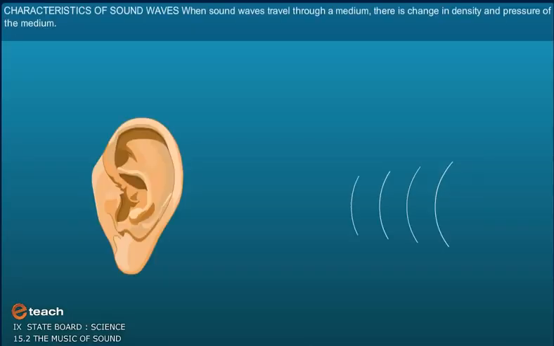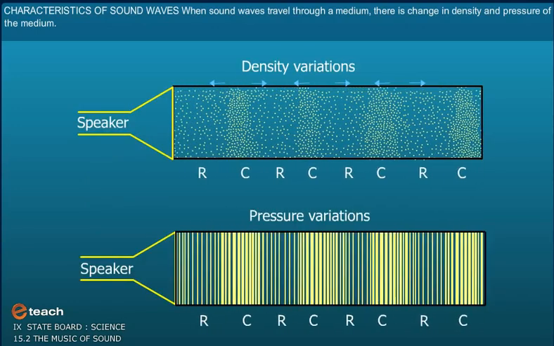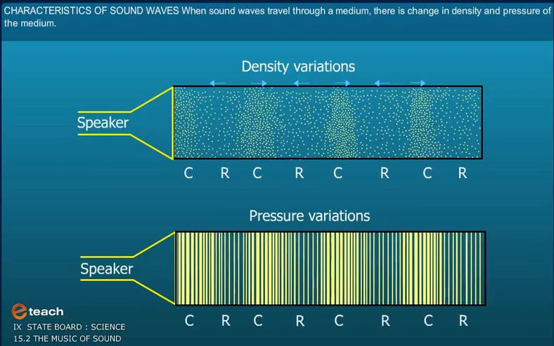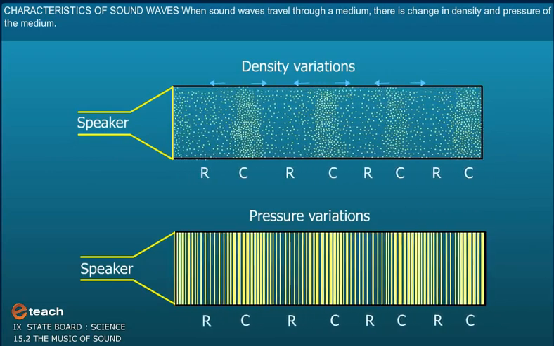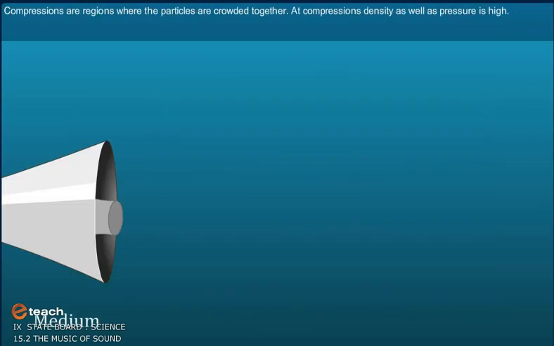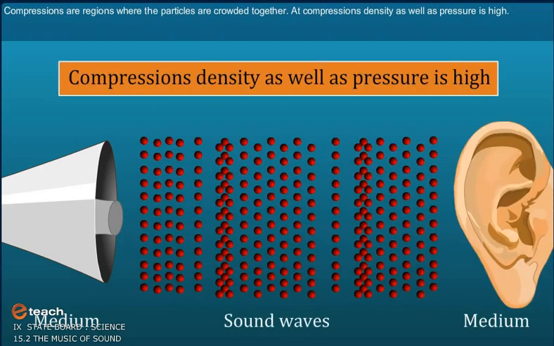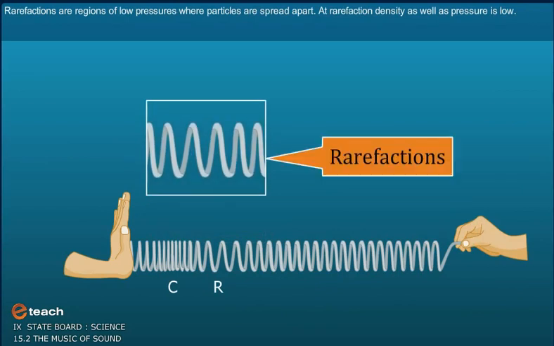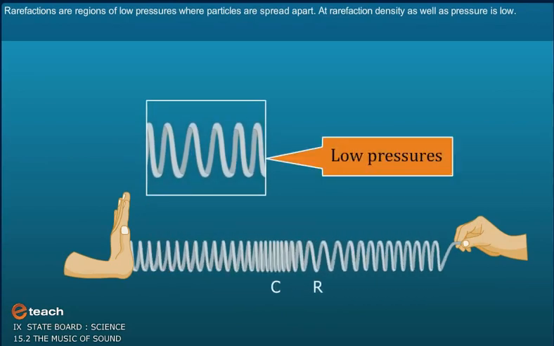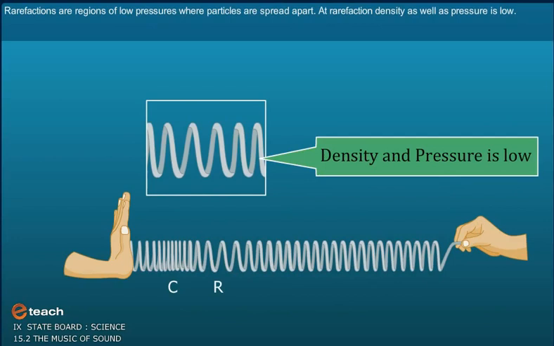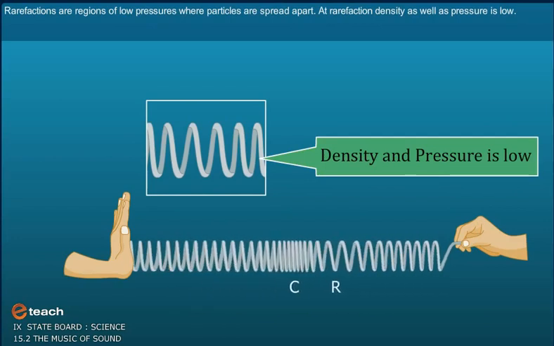Characteristics of sound waves. When sound waves travel through a medium, there is change in density and pressure of the medium. Compressions are regions where the particles are crowded together. At compressions, density as well as pressure is high. Rarefactions are regions of low pressures, where particles are spread apart. At rarefaction, density as well as pressure is low.